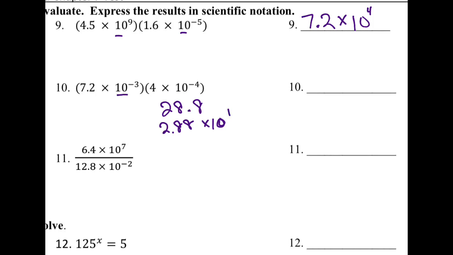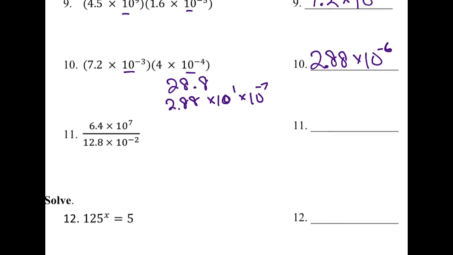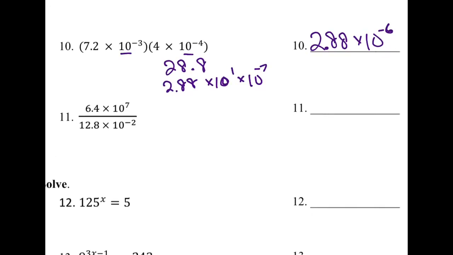Now let's see what our times 10 to the powers give us, right? Same base, so we add those exponents. -3 -4 would give us a -7. And so now we've got 2.88 times 10, and we combine those exponents again. We add those exponents, and we end up with a -6.